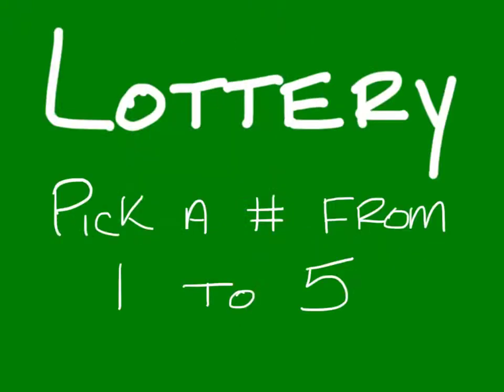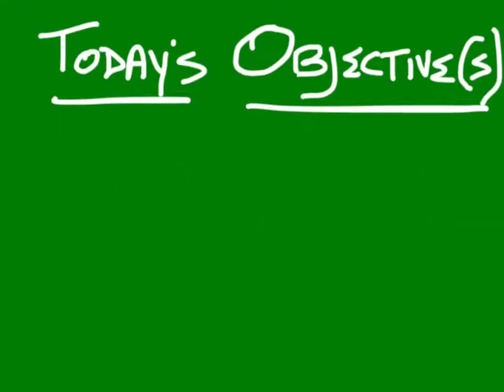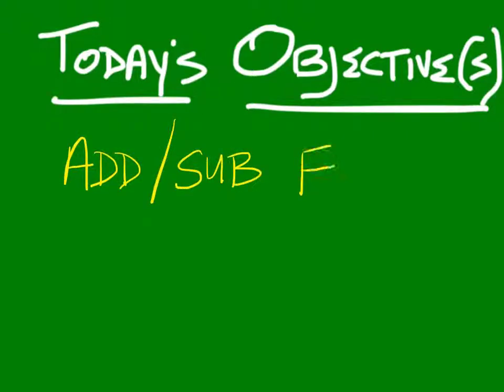Okay. Pick a number from 1 to 5 and put your last name on it and drop it off up here on the table. Lottery number was 5. Objective for today is to add or subtract fractions.